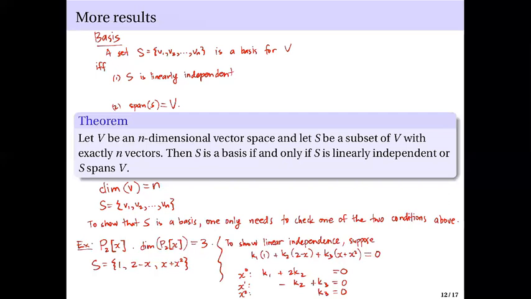This third equation says k3 equals 0. Okay? So we got this. And if we use this, from the second equation, we will have k2 equals k3, but k3 is already equal to 0. So k2 is also equal to 0. And then from the first equation, we will have k1 equals negative 2k2, but k2 is equal to 0 now. So this is equal to 0.